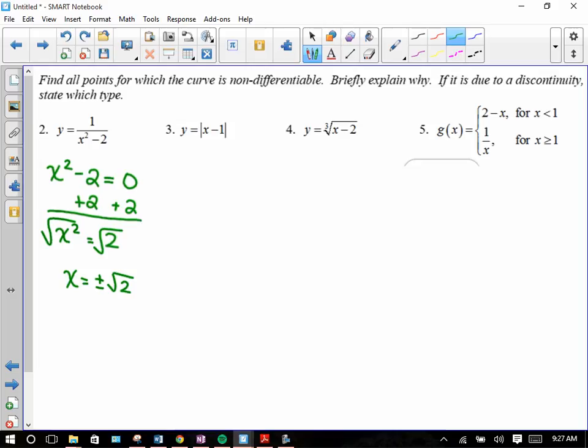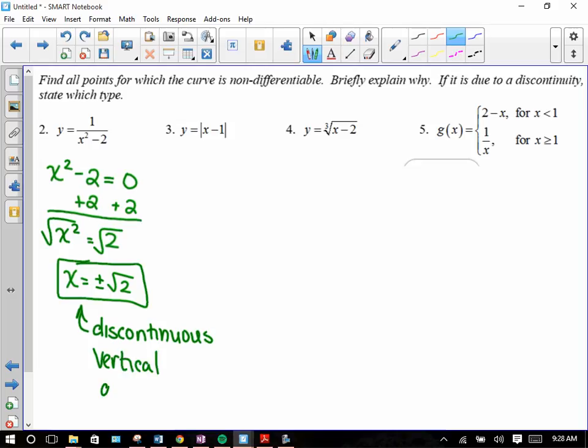Now we know that when a denominator is equal to 0, this is going to cause a vertical asymptote. Therefore, this function is not continuous at x equals plus or minus the square root of 2, because it is discontinuous. This is a vertical asymptote. And since it's not continuous, it is not differentiable.